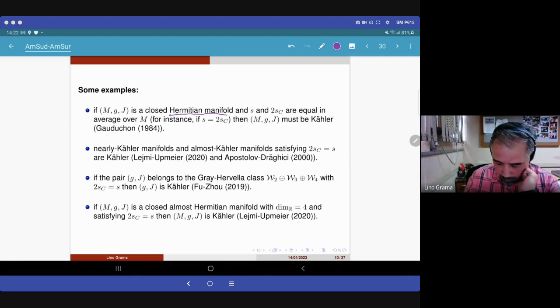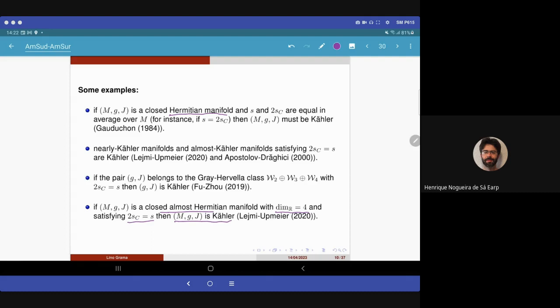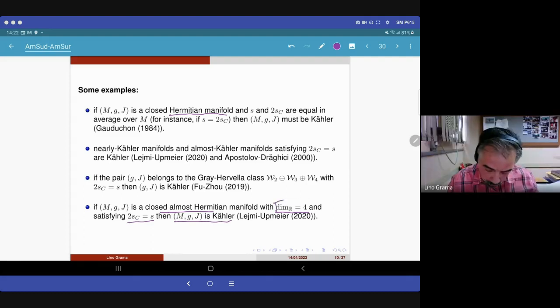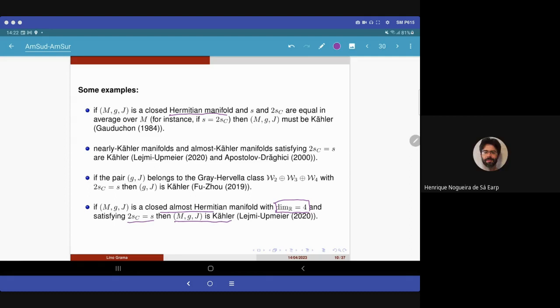And again, very recently, note this difference here. If you start with dimension 4, and now almost Hermitian, and impose this condition, then the manifold must be Kähler. That's weaker, but this is for dimension 4. Okay.